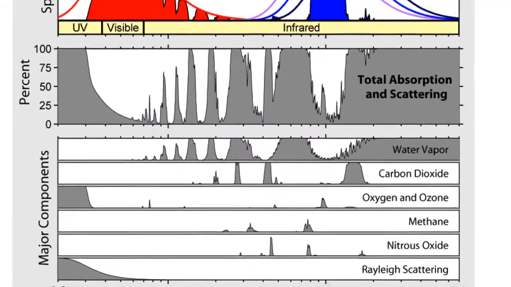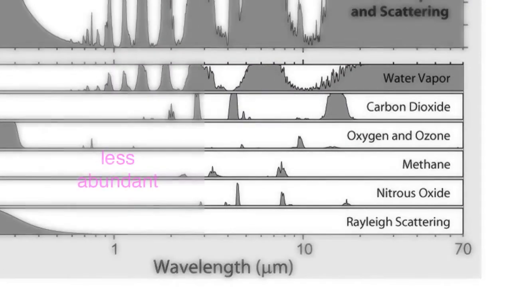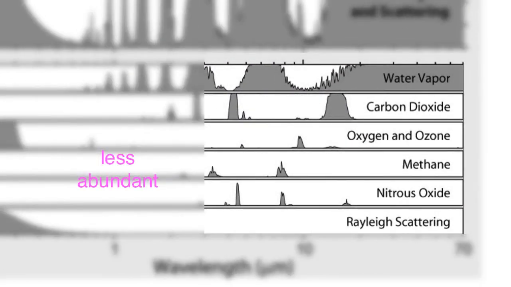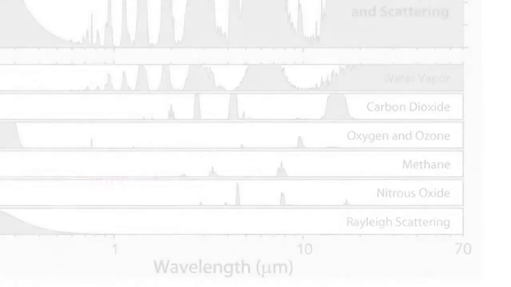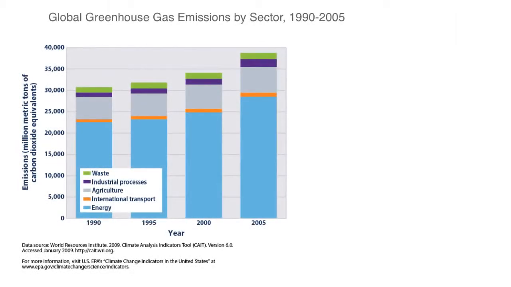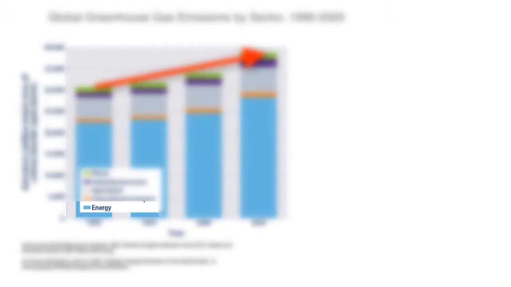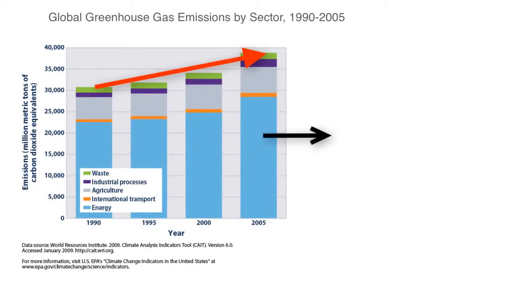Methane and nitrous oxide, molecule for molecule, are 70 times more absorbent than a carbon dioxide molecule, but they're less abundant in the atmosphere than CO2. You can see in this graph that the global greenhouse gas emissions continue to rise, with energy being the largest proportion. Again, this trend is directly related to the fact that 65% of the global energy resource is fossil fuels.